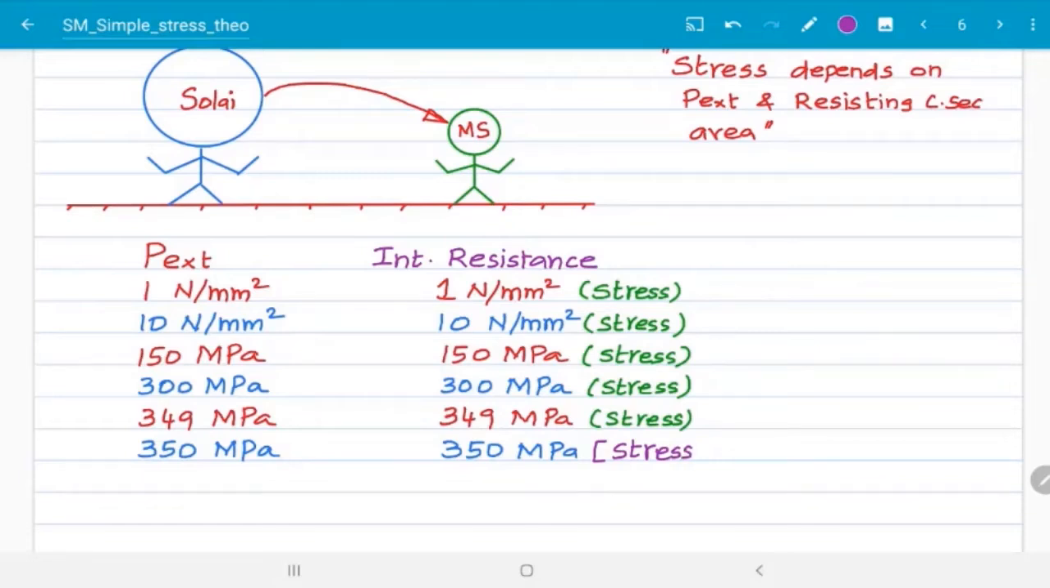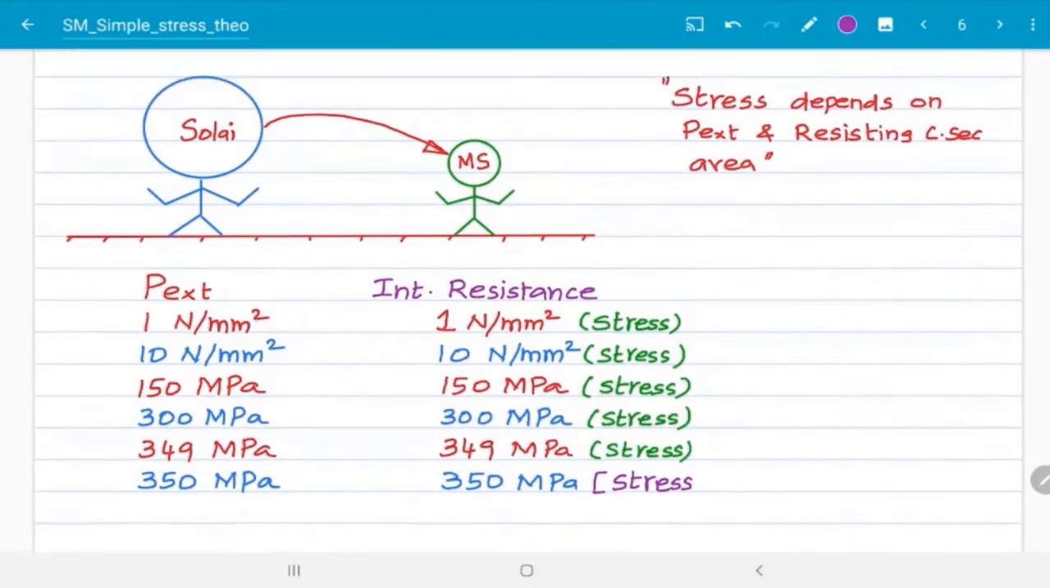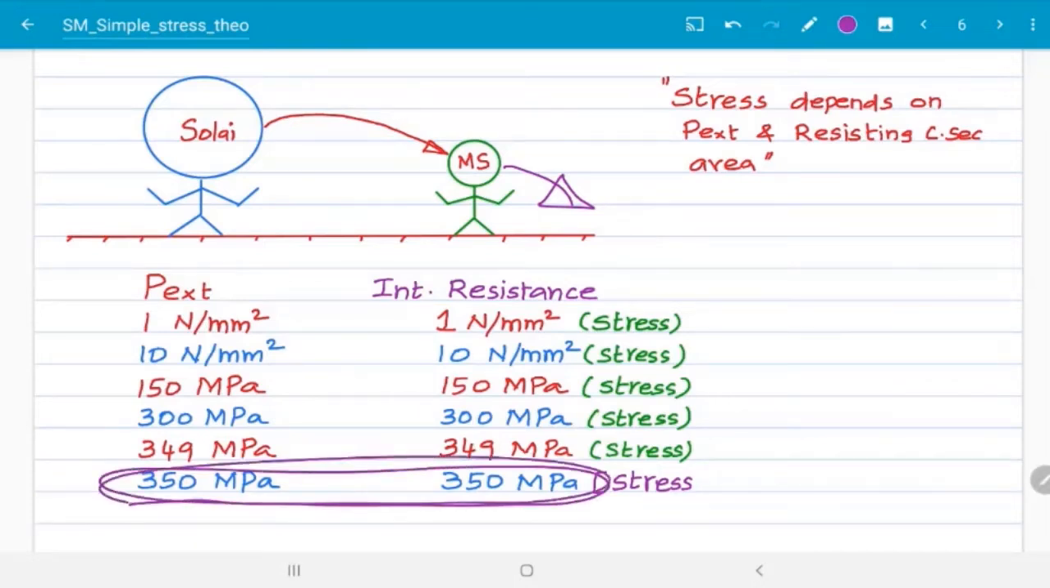But unfortunately, what is happening? When I apply the load of exactly 350 megapascal, the boy is failing. Failing means he is falling down. So it is an important point. This 350 is an important value. Why is it important? At this stress level, the boy is failing.